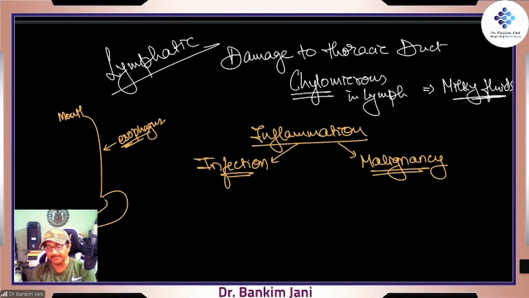Right? So there is infection, there is malignancy, and in both these cases, inflammation occurs. Inflammation occurs because inflammation increases the blood supply.